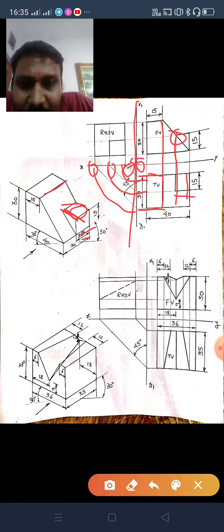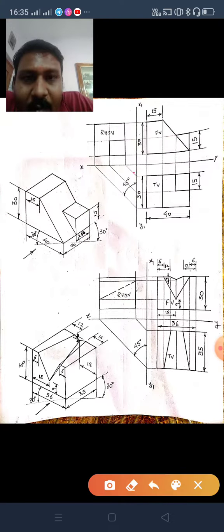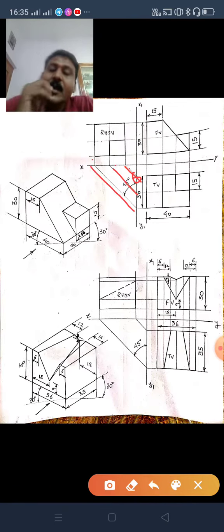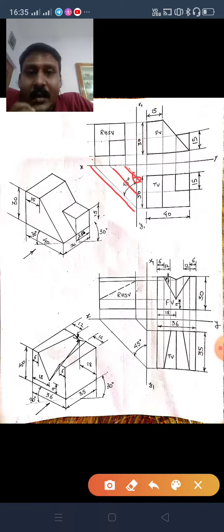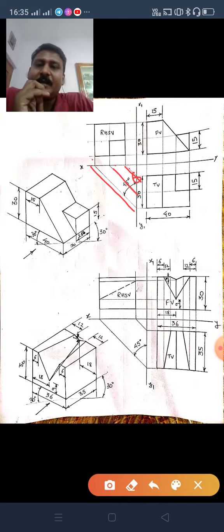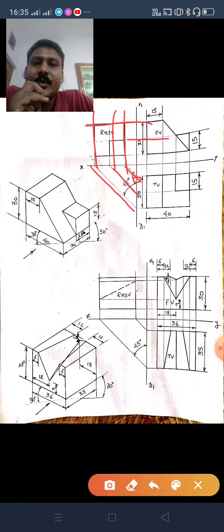Or the second method. The second method is, from here take an angle of 45 degrees, from here take an angle of 45 degrees, from here take an angle of 45 degrees. You will get 3 points. So both the methods are perfectly okay. The method which you like, you follow that method. Once you get these 3 points, you project them vertically, and from here you project horizontally. So you will get this box.